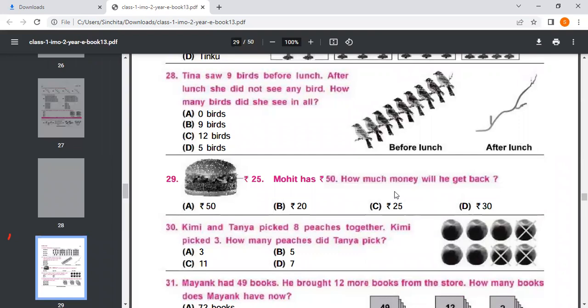After lunch, you did not see any birds. Ma'am, 9 birds. Excellent, but explain me your answer. Can you explain it better?